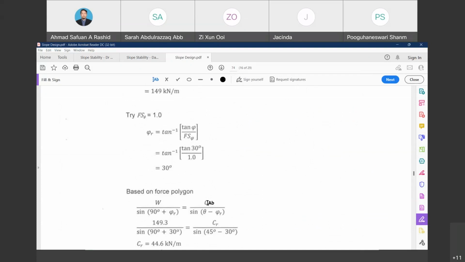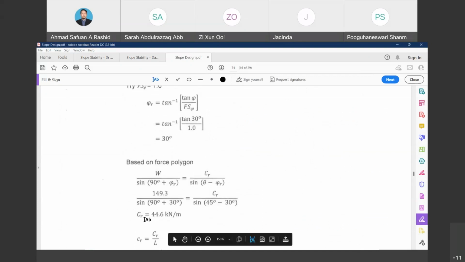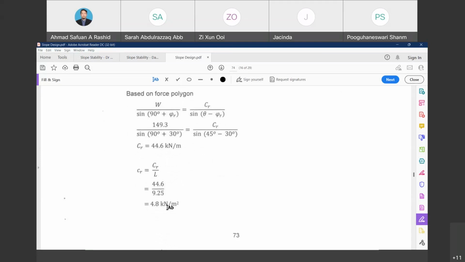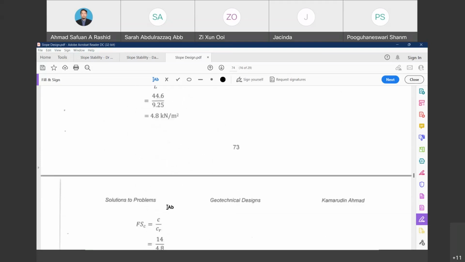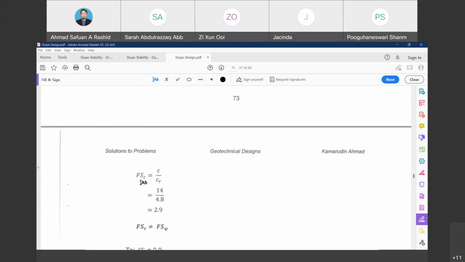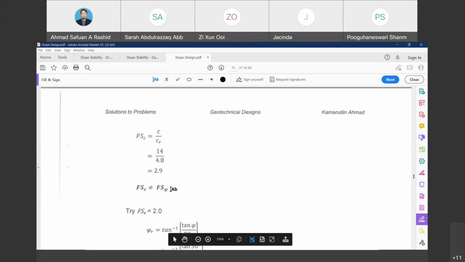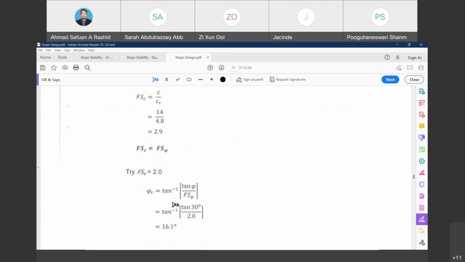Now we want to find what is the CR. Then we obtain the CR, which is 44.8. This is the capital CR. The one that we want to determine is the small letter cr. So the cr over L is equal to 4.8. Then we continue by using the factor of safety of C, by dividing the C over cr, 14 over 4.8, then we obtain 2.9. So FSC is not equal to FSphi. Then we continue for the second trial.